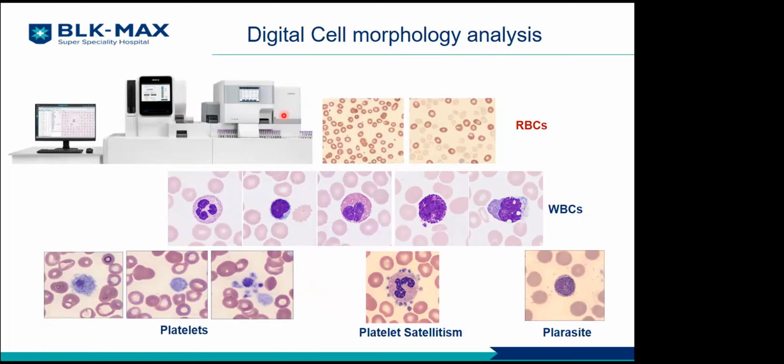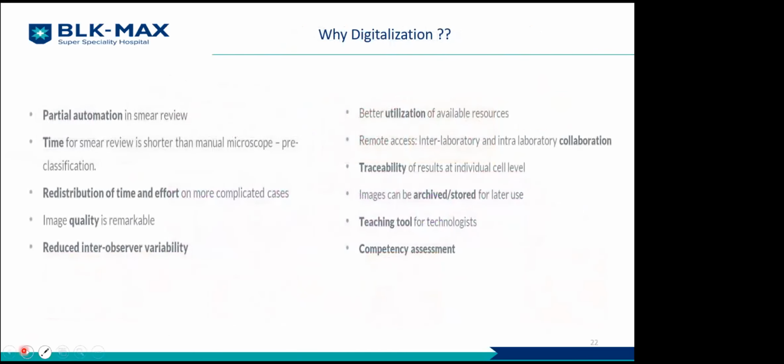Mind you, if you look at the pictures at the top, you are also able to pick up certain specific cell types. For example, if you're looking at the normochromic cells in this case, you're able to quantify them as well, pretty significantly. So why digitization? You can have partial automation of your smear review.